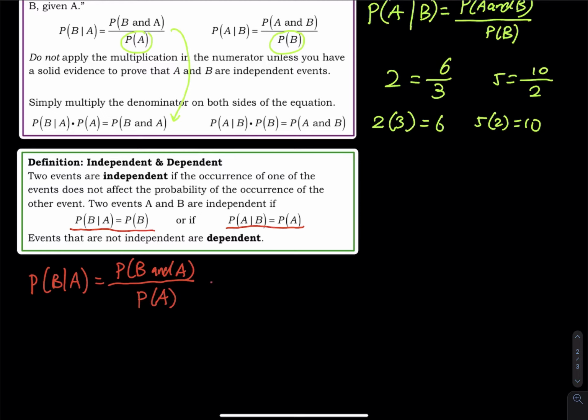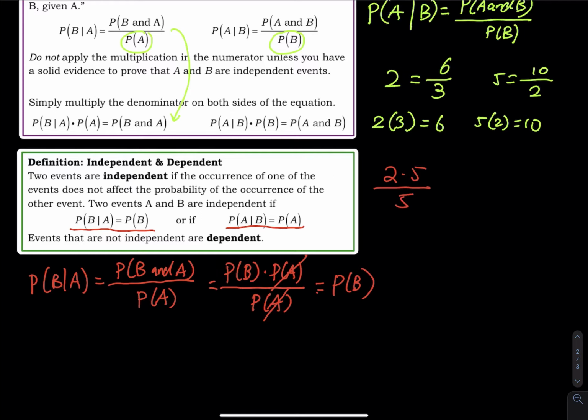So you are able to write P(B and A) as P(B) times the probability of A, and then divided by the probability of A, and then you cancel the A, that is equal to the probability of B. If you want some easier math to understand, let's say 2 times 5 divided by 5, you can get rid of this 5. The answer is equal to 2. Or you multiply 2 and 5 equals 10, and then 10 divided by 5 equals 2. So B given A is just equal to B. So this is a mathematical proof.